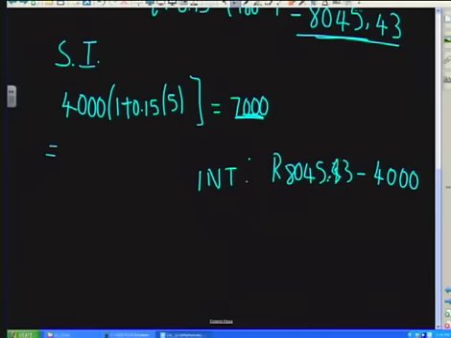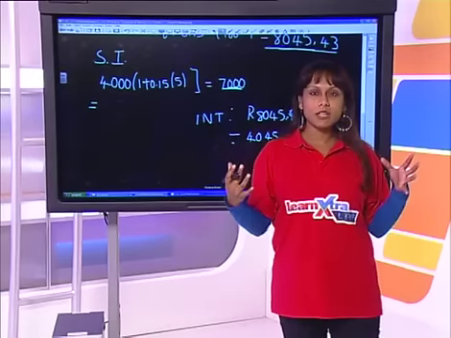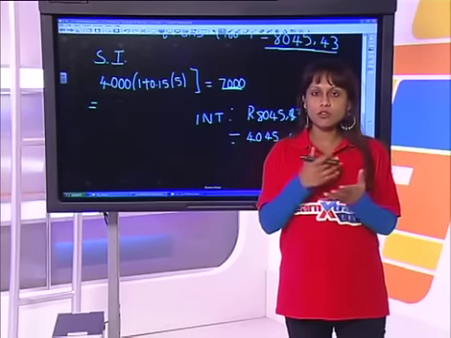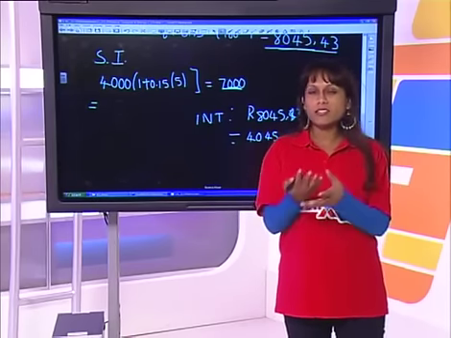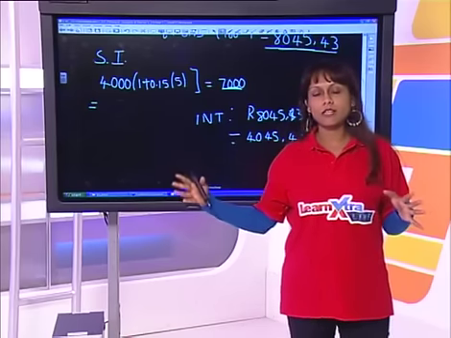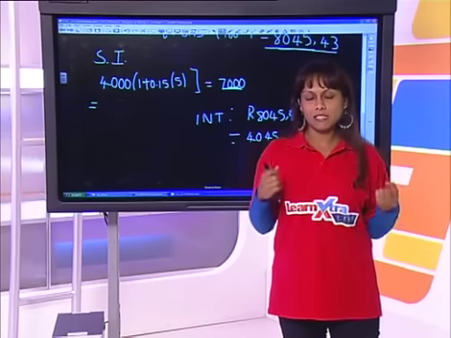So 8,045 minus 4,000 will give me 4,045 Rand and 43 cents. That's 4,045 Rand and 43 cents over that 5-year period, and that, remember, is just your interest. That's how much interest he has earned in that 5-year period. It's important that you distinguish between the interest that they earn and the final amount, because they are two completely different things.